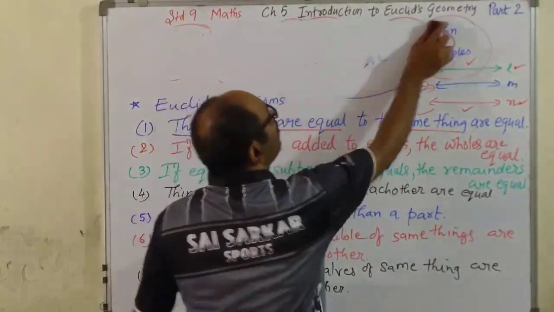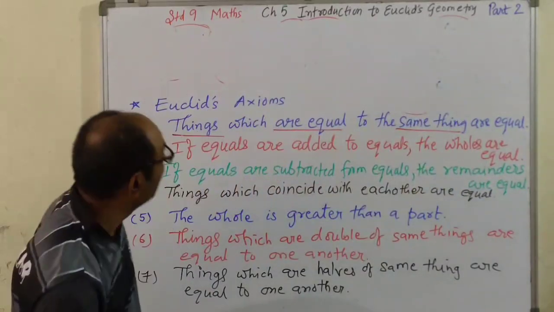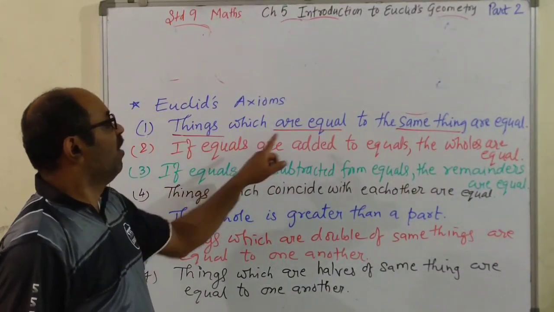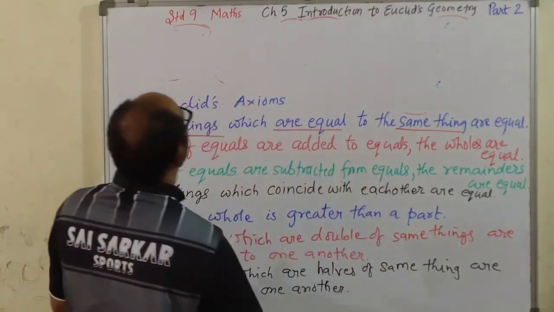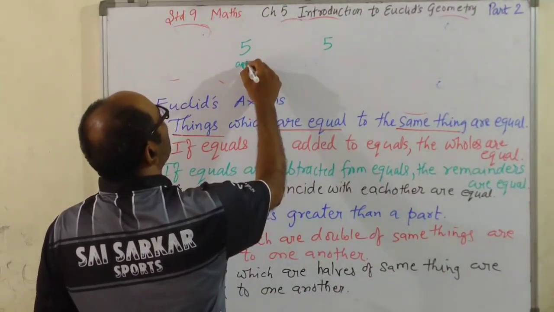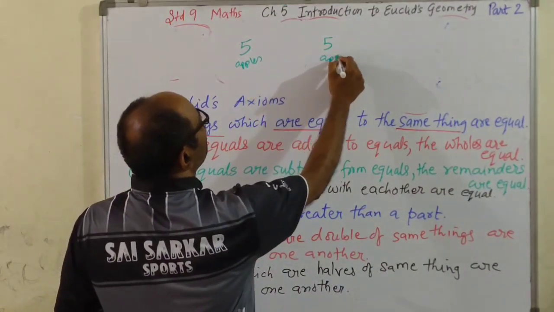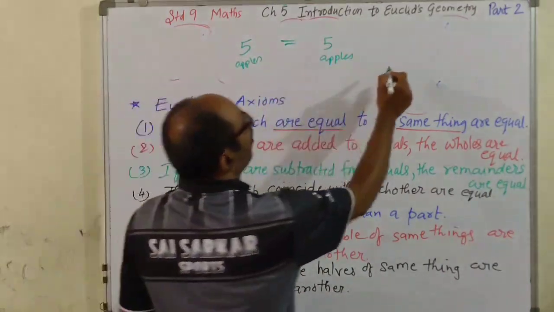Euclid's second axiom. What it states, please try to understand. If equals are added to equals, then the wholes are equal. See, 5 and 5. 5 apples are there, here also 5 apples are there. So they are equal, isn't it? They are equal.